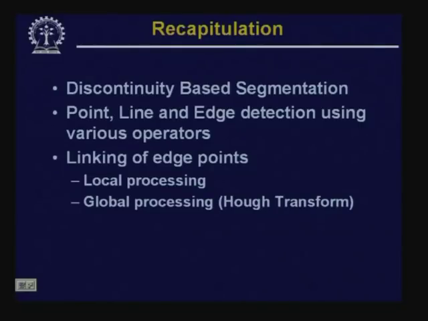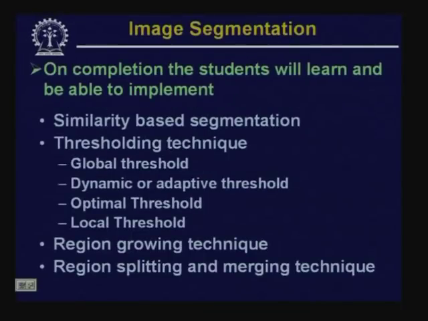Now, today we will start our discussion on the other type of segmentation, which is the similarity based segmentation. Under similarity based segmentation, there are mainly three approaches. One is called the thresholding technique, the second approach is the region growing technique, and the third approach is the region splitting and merging technique.